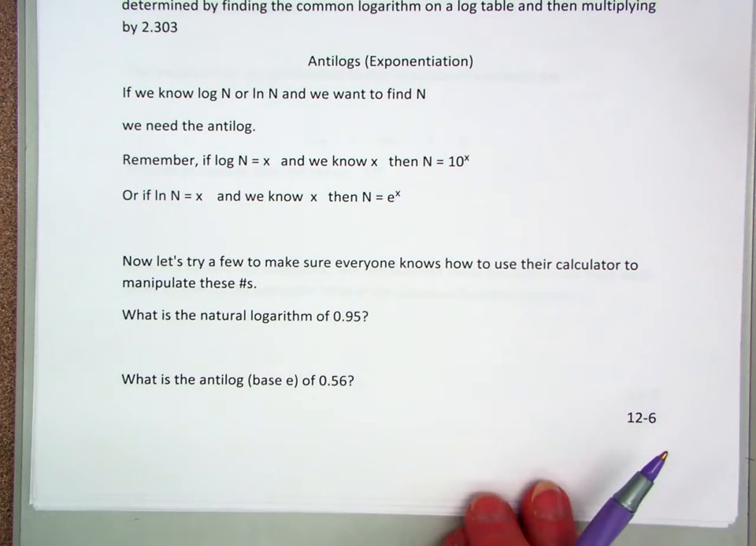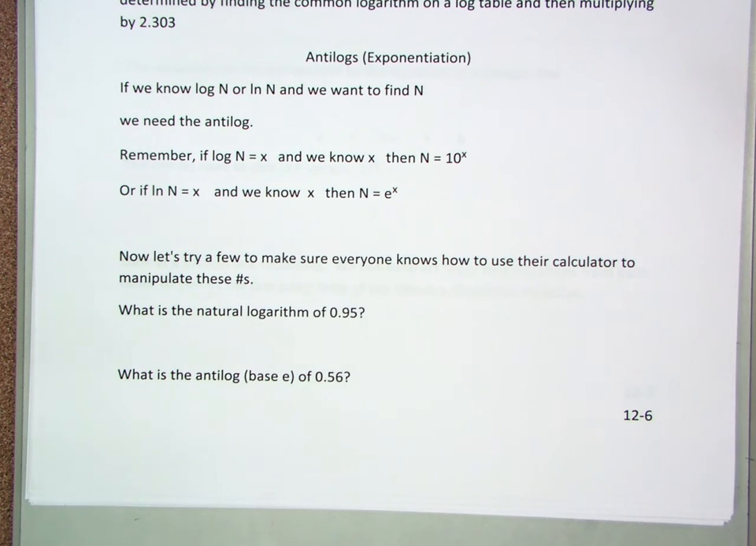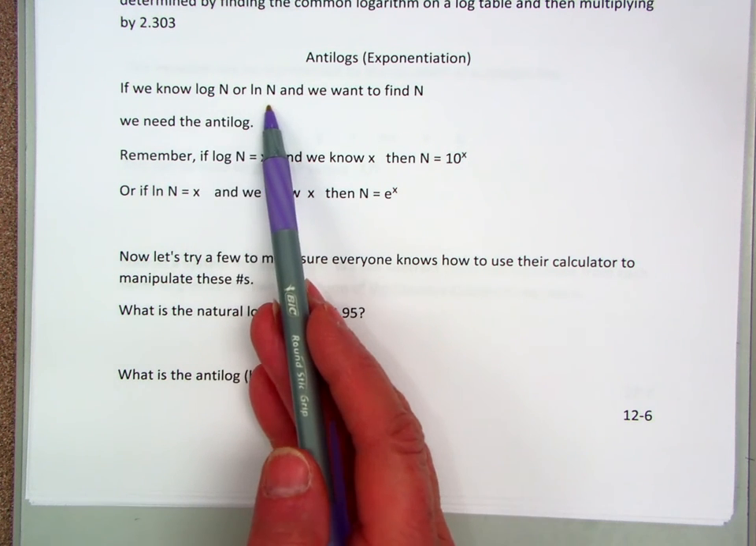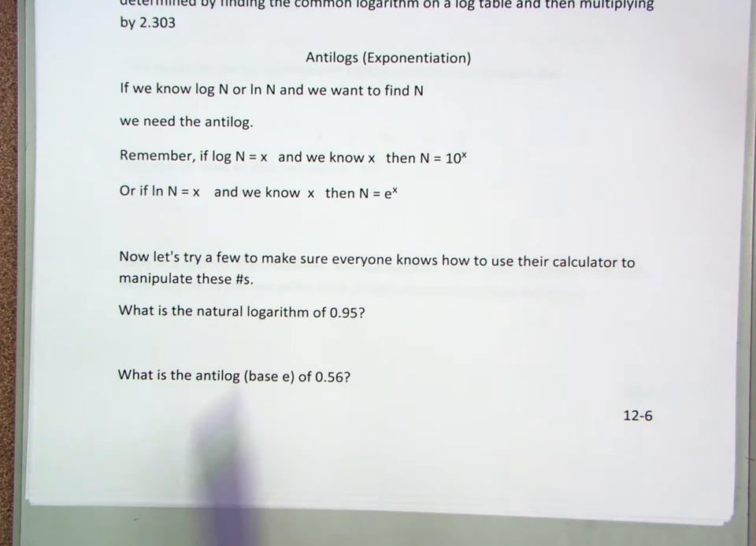So now, if we can take a log, we also have to go the other way and take the anti-log, or exponentiate. So if we know the log of n, or the natural log of n, and we want to find the n value, we take the exponent.